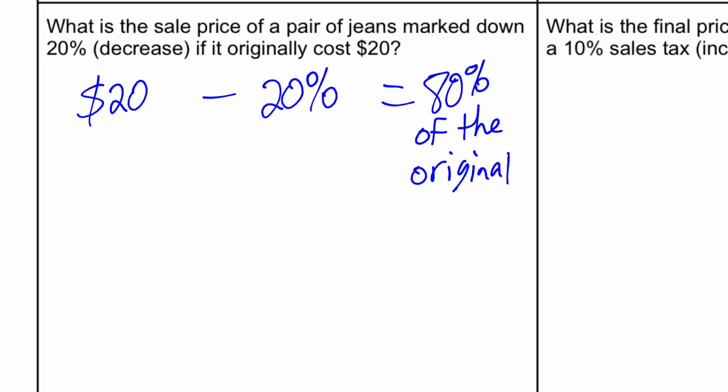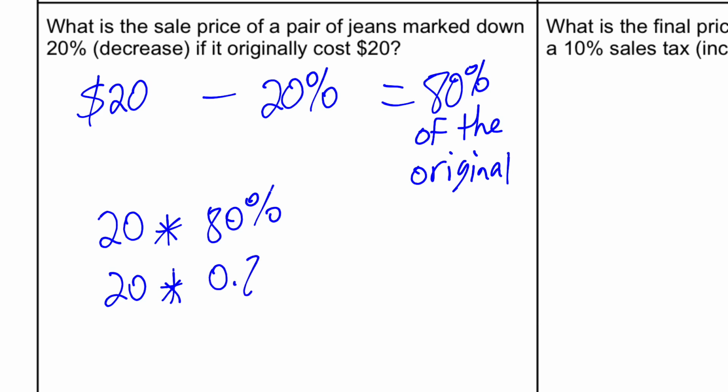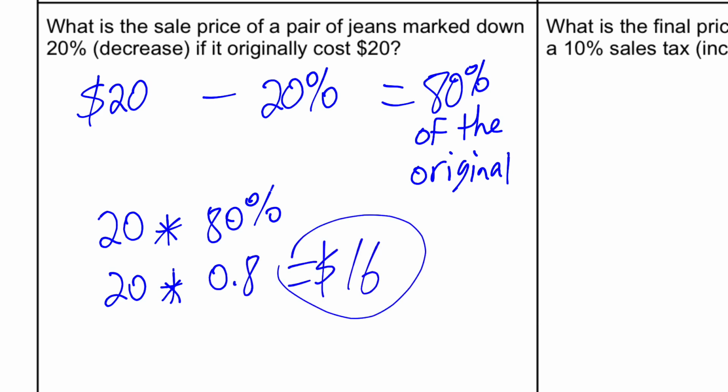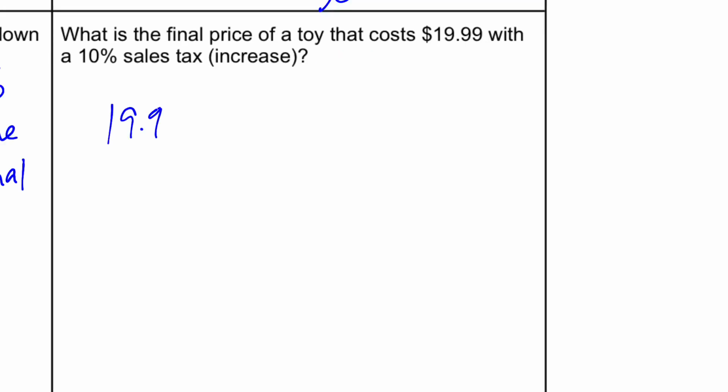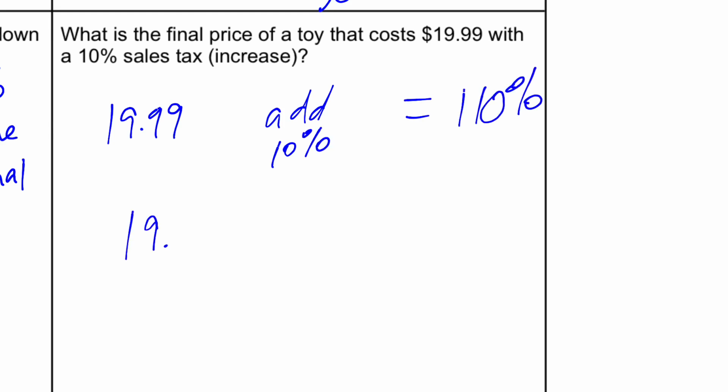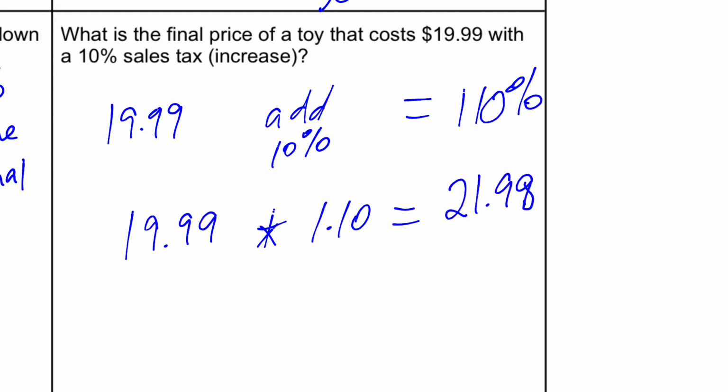So if we think about these jeans costing $20, then we're decreasing by 20%. What's left? 80%. So we can take 20 times 80%. The decimal equivalent there is 0.8. And that'll give us $16. That's the new price. Here we can think about 19.99, and we're going to add 10%. If we do that, we're now at 110% of the original. So I can think of that as 19.99 times 1.10. Since that gives me 21.989, and we're talking about money, I think 21.99 is the great way to round it.